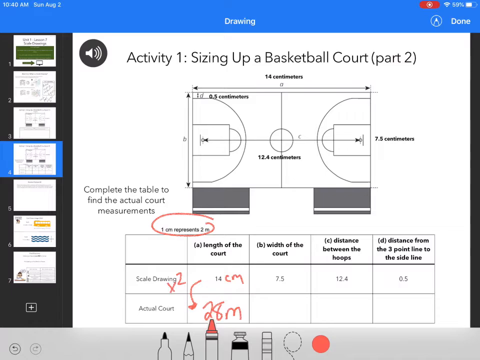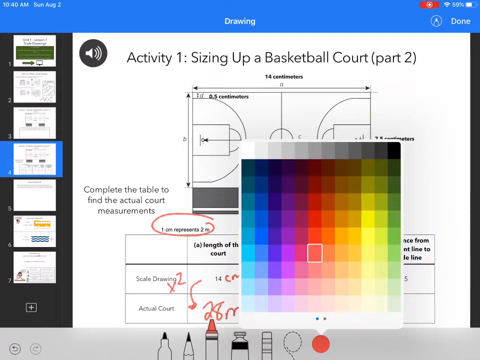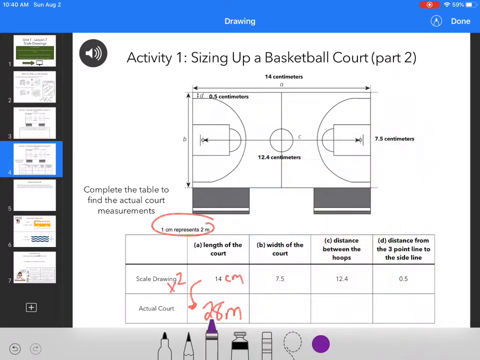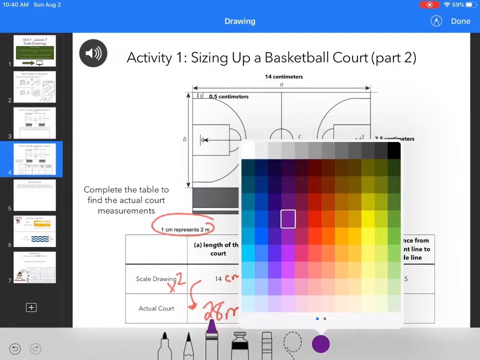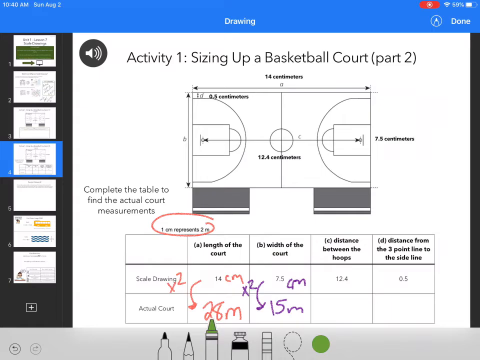So you had to do multiple levels. This kind of cuts out that middleman. So every part of it, you're multiplying by 2. So I know 7.5 times 2 is 15, and it's going to be 15 meters, not centimeters. So my unit of measure changes. So again, I'm going to multiply by 2.